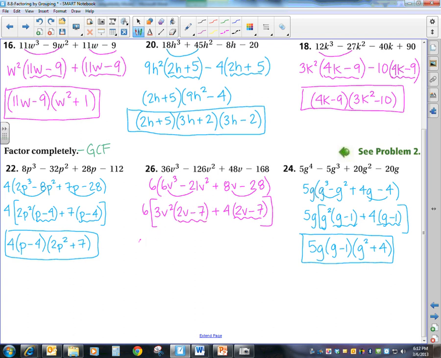So I'm going to carry down my 6. My parentheses of my 2v minus 7, and what's left is 3v squared plus 4. Again, that's not a perfect square, so I know that I'm done. And we have factored by grouping.